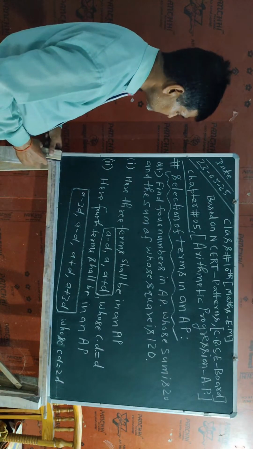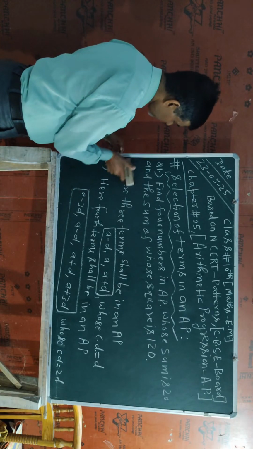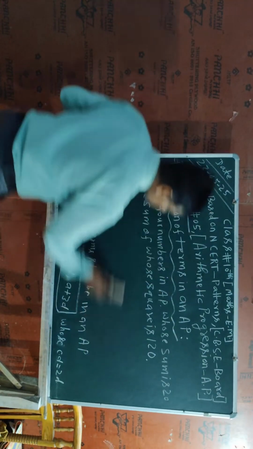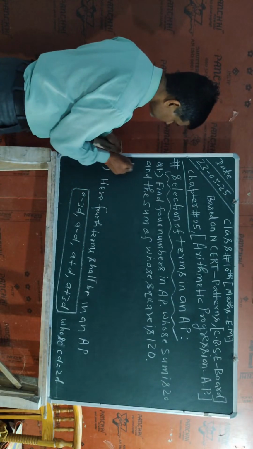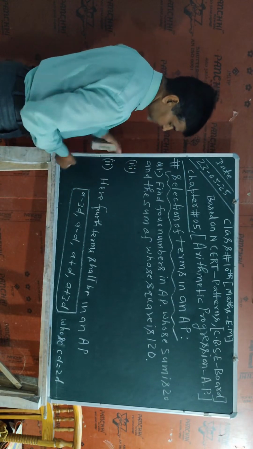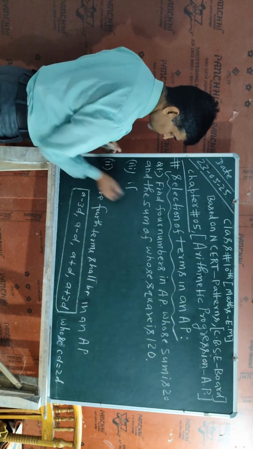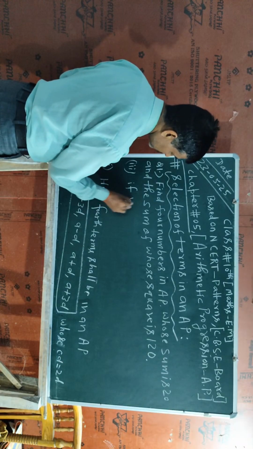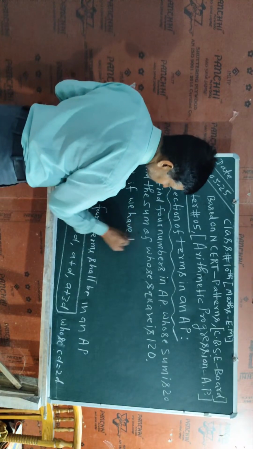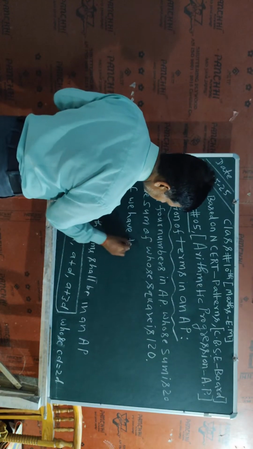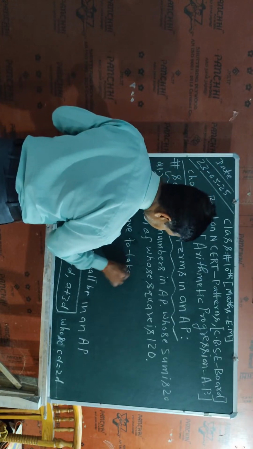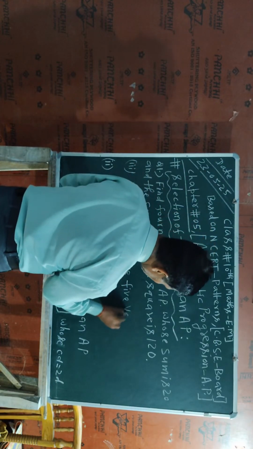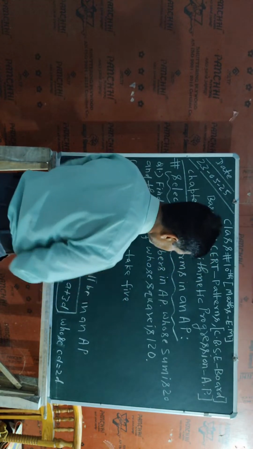Now I am going to also explain condition number 3, where we have to take 5 terms in arithmetic progression. Condition number 3 the student has to remember. Condition number 3 will be: if we have to take 5 terms, not values, here I will write 5 terms.